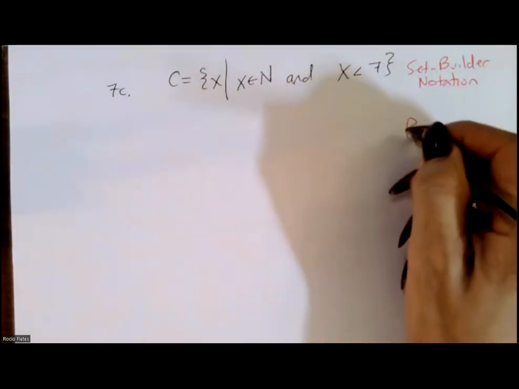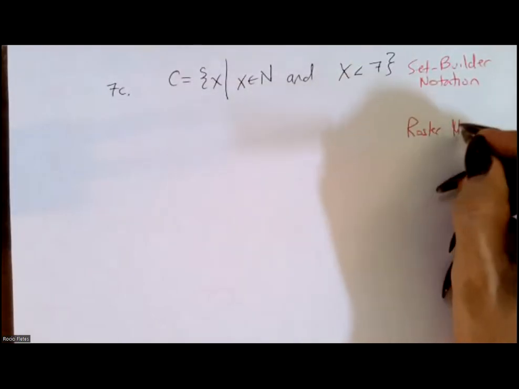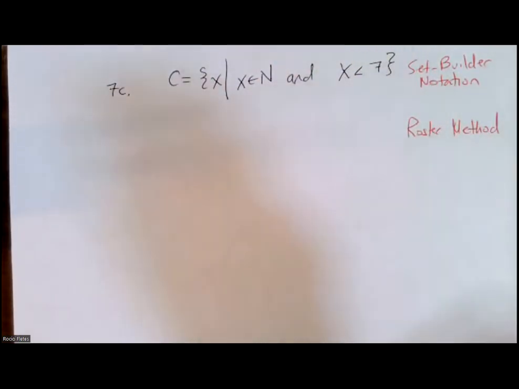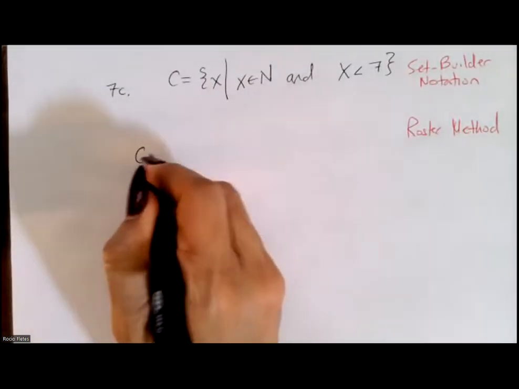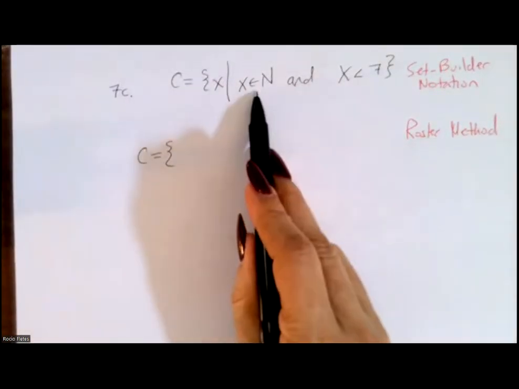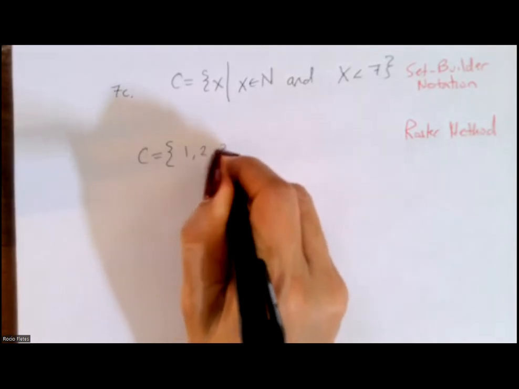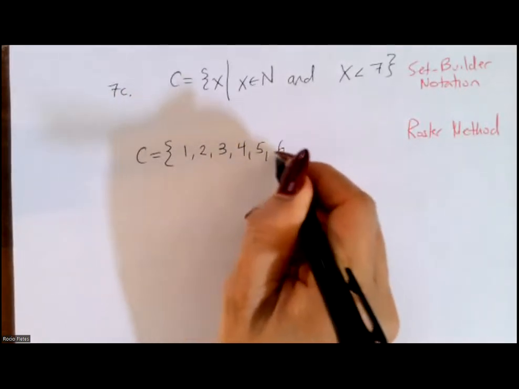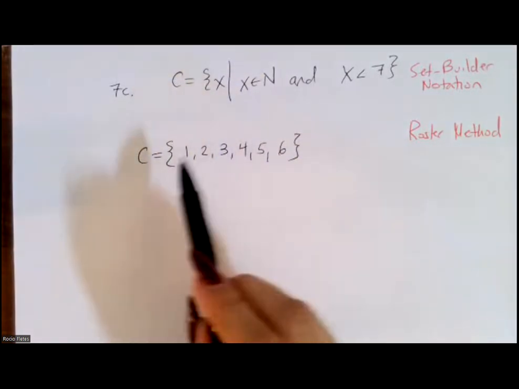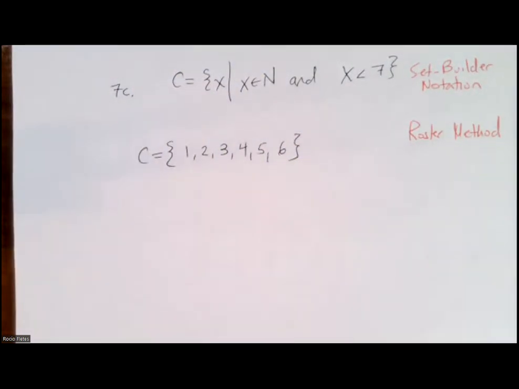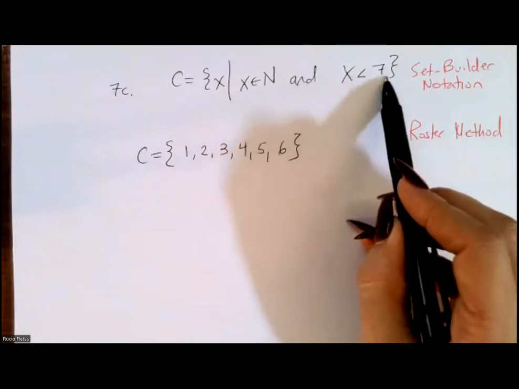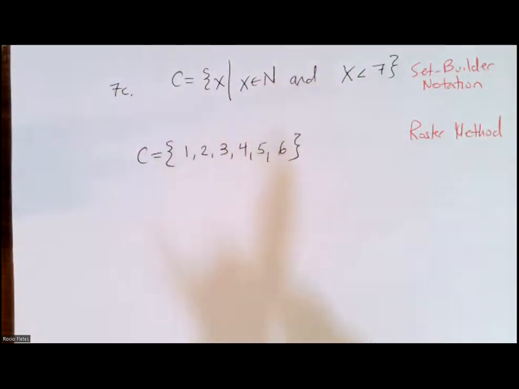Now I'm going to write it in roster method so that I can see what the elements are, right? The roster method. So I know that x is a natural number, but it's less than 7. So it's going to be 1, 2, 3, 4, 5, and 6, right? Because the natural numbers start at 1. And because it has to be less than 7, then it goes all the way to 6.